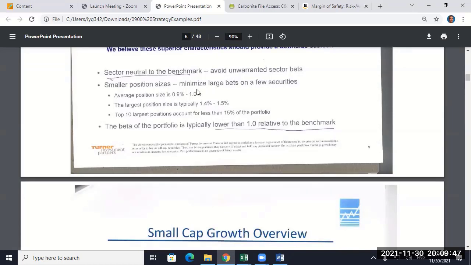Smaller position sizes, why? Exact opposite of that first firm, right? They don't have more than 1%. They've got 100 stocks in their portfolio.